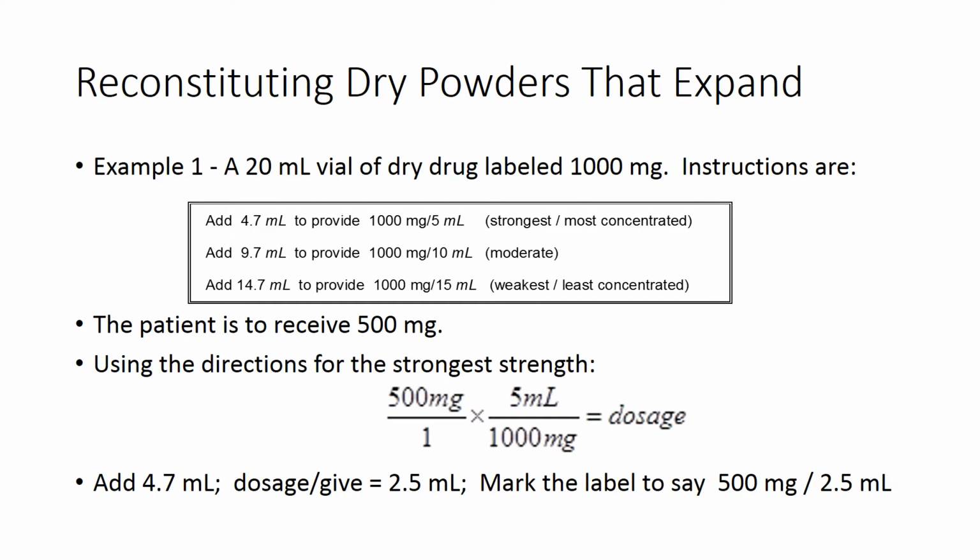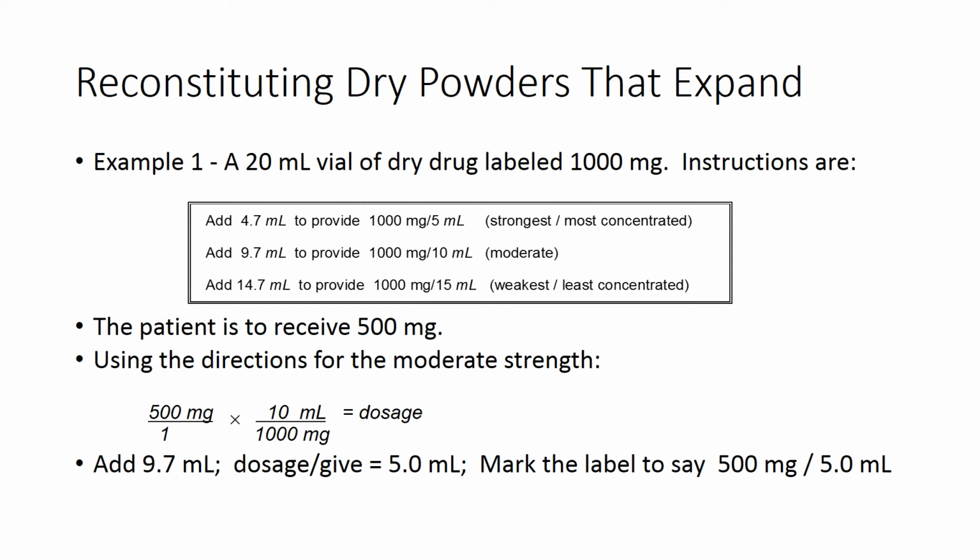So your add is 4.7 mLs. That gets you up to 5 mL total. When you do your multiplication, your dosage per give is 2.5 mLs. And what you're marking on the label now is 500 milligrams for every 2.5 mL.